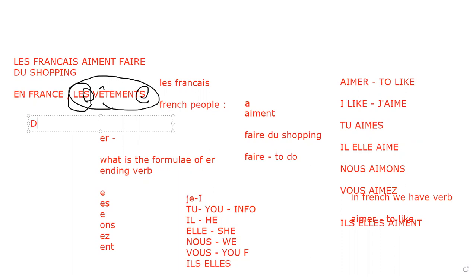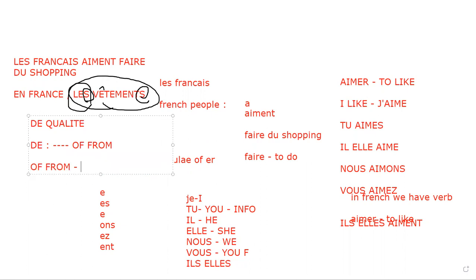En France, les vêtements de qualité. Qualité is what? Quality. The clothing of quality. What is de? Listen to me. De is my preposition, which is of and from. Repeat after me. De is my preposition, which is of and from. Clear? So what is of and from? De. Now, en France, les vêtements de qualité.